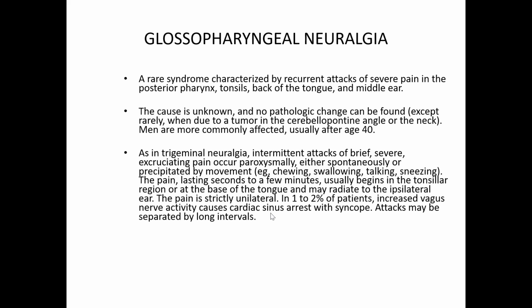As in trigeminal neuralgia, intermittent attacks of brief, severe, excruciating pain may occur, but in trigeminal neuralgia, as we discussed, the attacks are externally over the face, usually in the maxillary sensory distribution, while in case of this glossopharyngeal neuralgia, these attacks can be precipitated by the same movements like in trigeminal neuralgia, like in chewing, swallowing, talking, sneezing, but the pain will be felt internally in the mouth, and you can see severe pain may be associated with posterior pharynx, tonsils, back of the tongue, and middle ear.